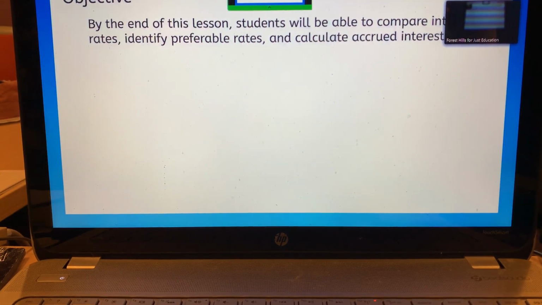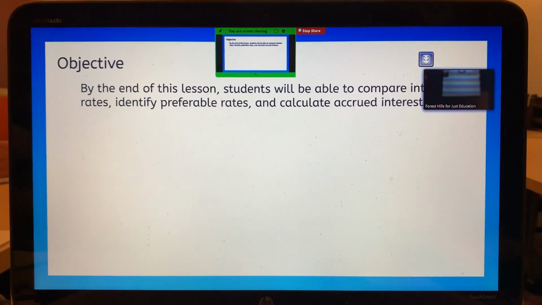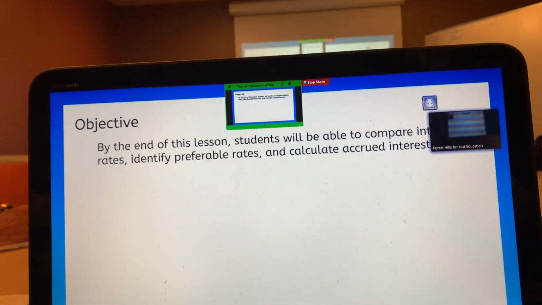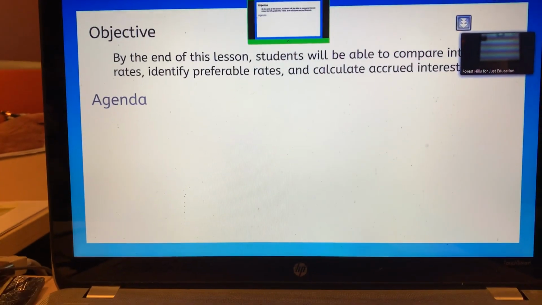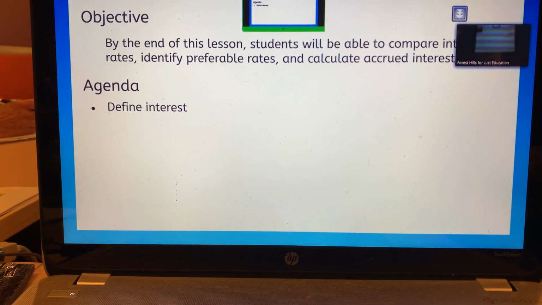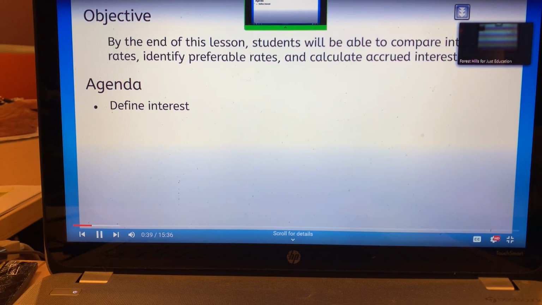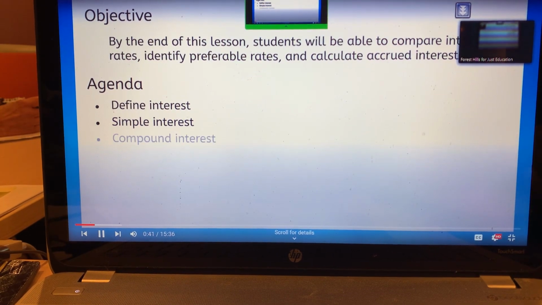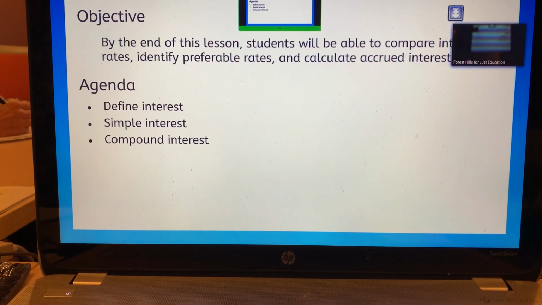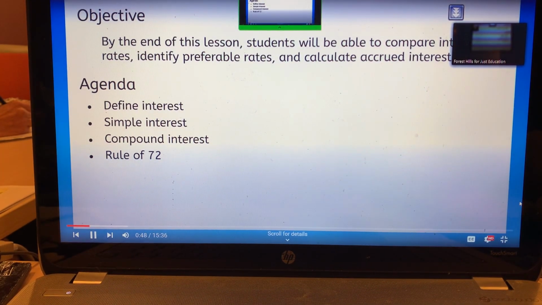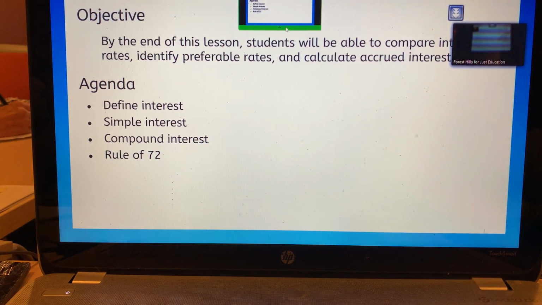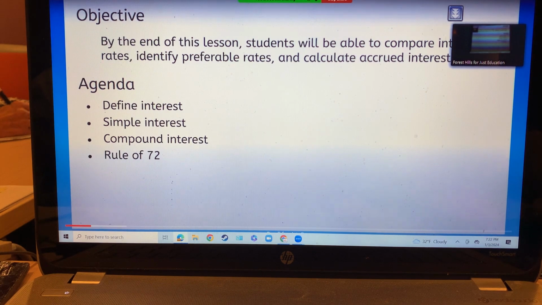By the end of this lesson, you'll be able to compare interest rates, identify preferable rates, and calculate accrued interest. To achieve that objective, we're going to first discuss the basis of what interest is. Then we'll look at how the two main types of interest, simple interest and compound interest, work and how they're calculated. We'll also learn about the Rule of 72, a valuable tool for estimating how quickly compound interest grows. Let's get into it.